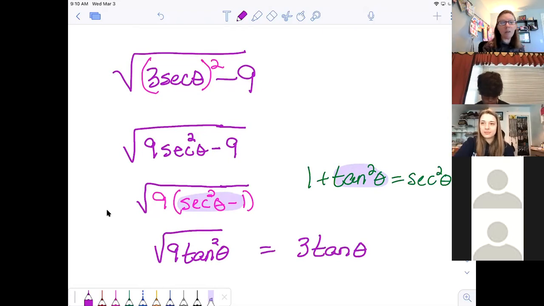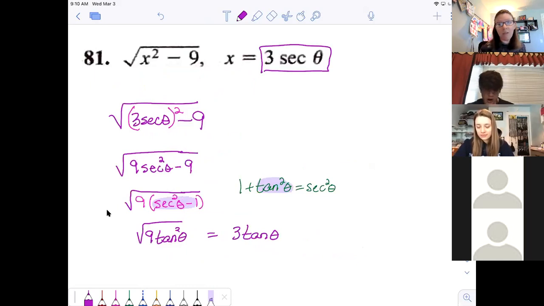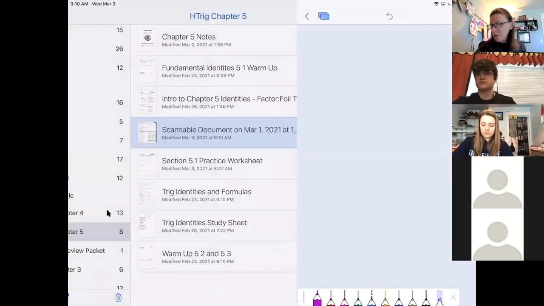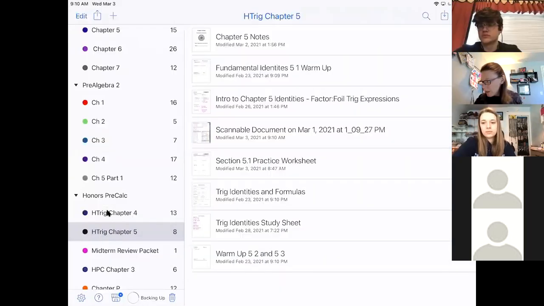So taking the square root, they're both perfect squares. They're both being multiplied together. So the square root of 9 is 3. The square root of tangent squared is just tangent. Nice job, Jenny. So those are the questions that I saw on the homework form. If you want to go to Google Classroom, in Google Classroom is the practice worksheet for today. So travel over to Google Classroom and find the section 5.1 practice worksheet.